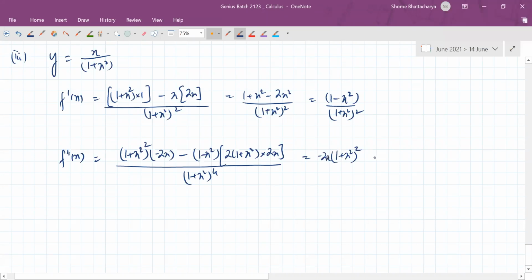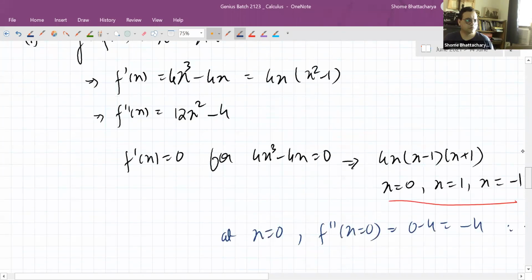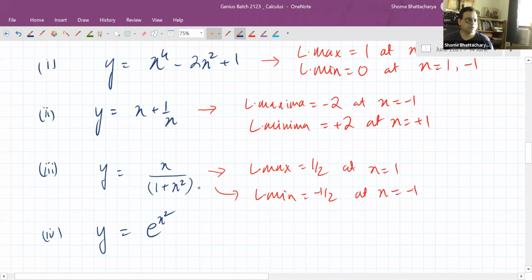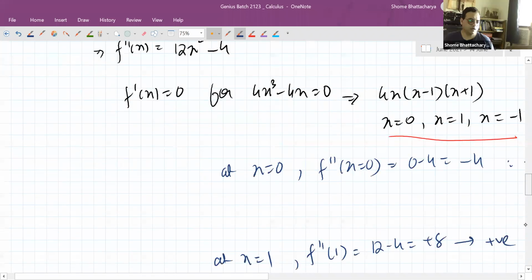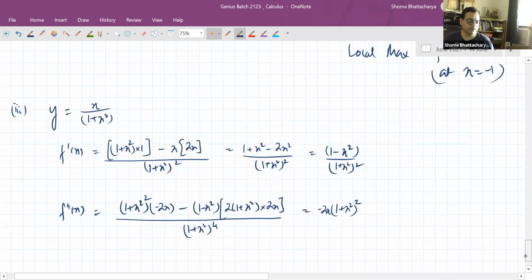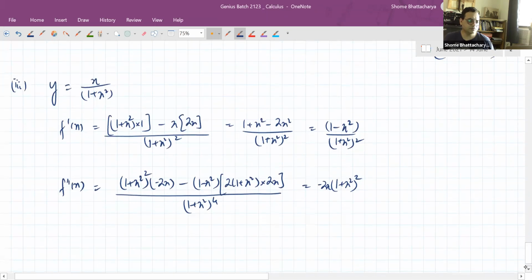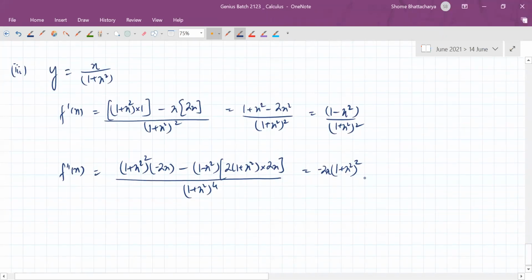Sir, is the question 1 plus x the whole square or 1 plus x square? 1 plus x square, right beta? Yes, see? Okay, sir, I think I missed it. Acha, you took it as 1 plus x whole square in the denominator. That's why you were not getting the answer. Okay, now it's clear.